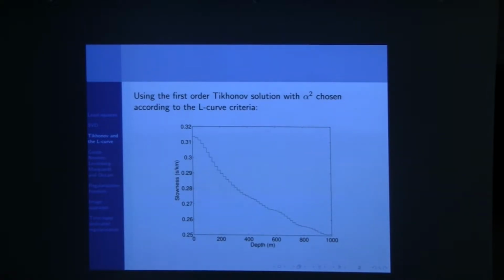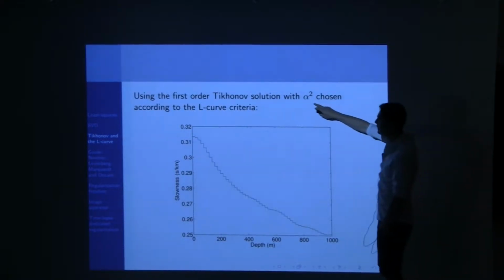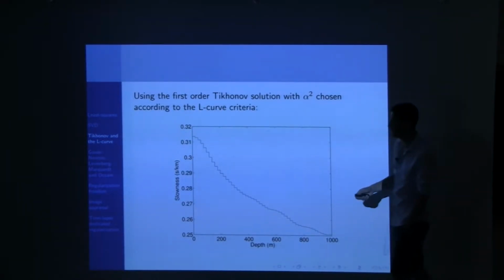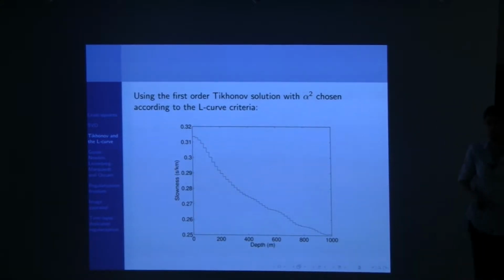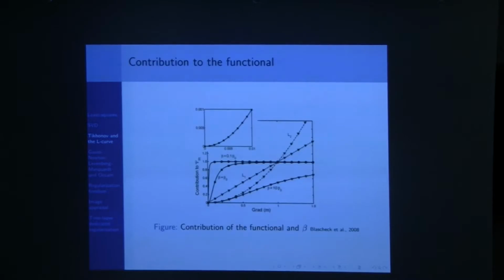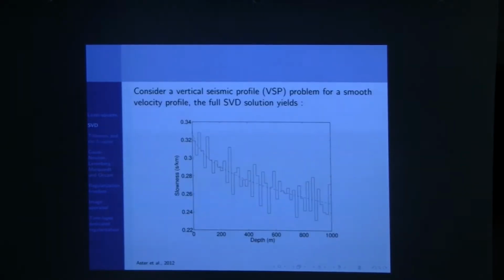And so if you solve the problem now using this Tikhonov solution with this alpha squared chosen according to the L curve criterion, you will find back this smooth model as a function of depth, which is actually what you wanted, since we wanted to reconstruct this guy.